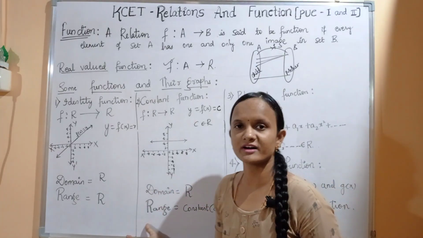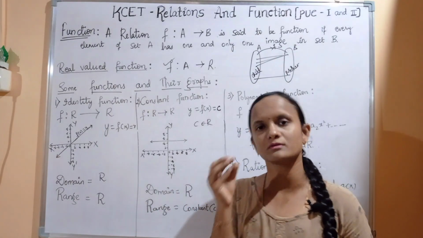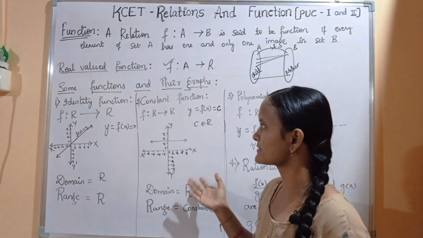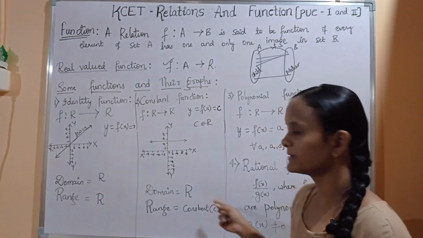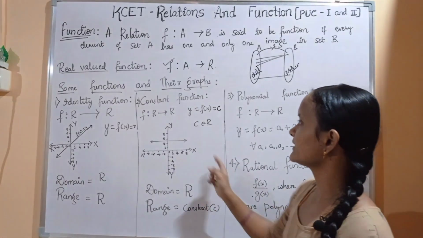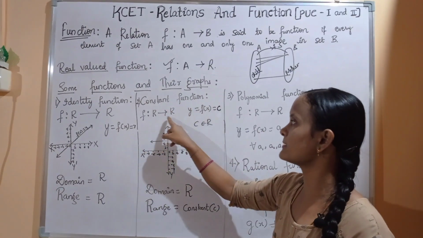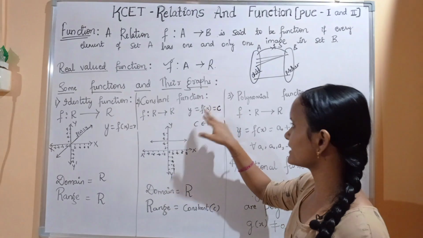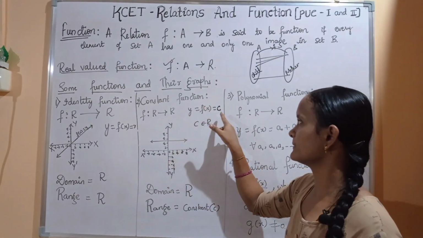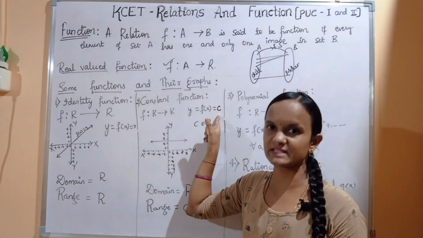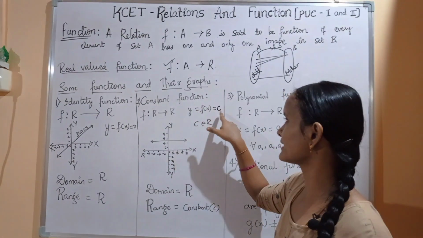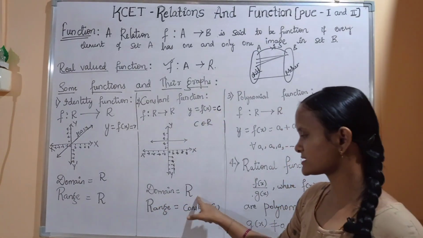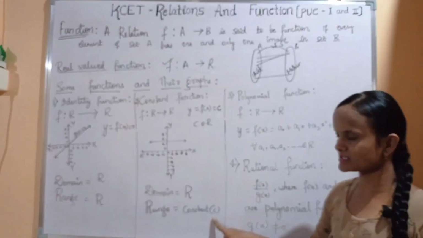For these types of functions, you should remember what the domain and the range will be for the different types of functions, which will be helpful in your CET. Next, constant function: f is from R to R, y is equal to f of x equal to c. Whatever x value you put, y will always be mapped to c. Y will get the value c. Therefore, the domain is R, that is the real numbers, and the range will be the constant c.